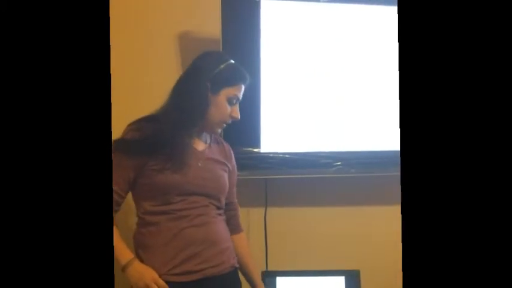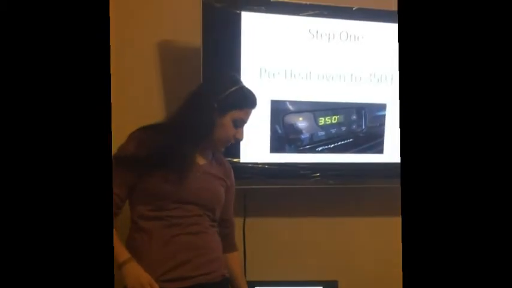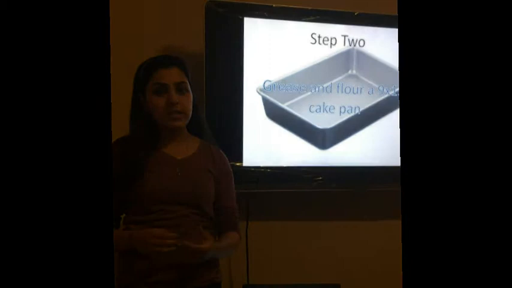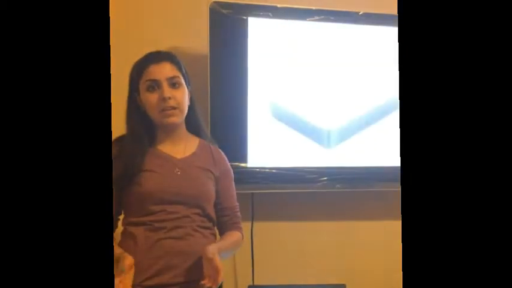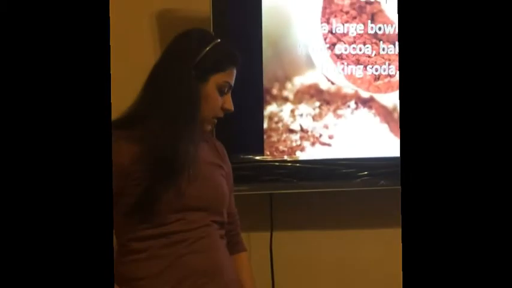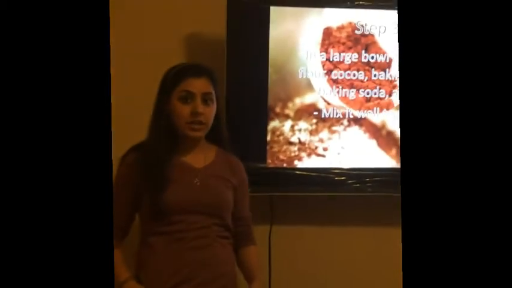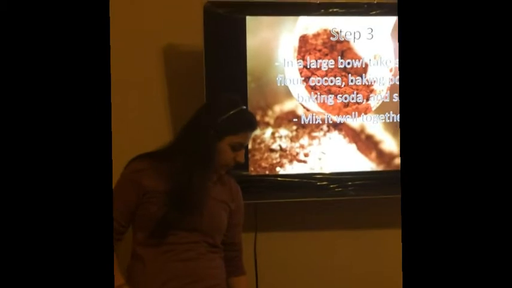Step 1. You're going to preheat the oven to 350 degrees Fahrenheit. Step 2. You're going to grease and flour a cake pan, preferably 9 by 13. Step 3. In a large bowl, you're going to take flour, cocoa, baking powder, sugar, baking soda, and salt, and mix it together.